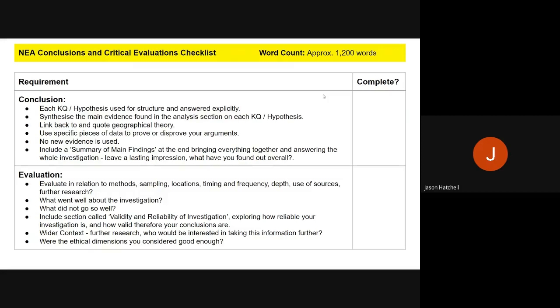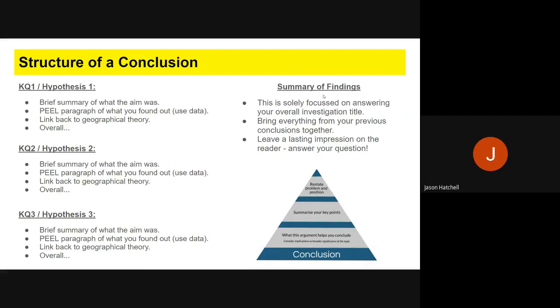So that's just a roundup of the main things that go into a conclusion and an evaluation. So let's go through conclusion in a bit more detail. And what I've put together here for you is just a brief structure as to how your conclusion should look. So as you can see, you've got key question 1 or hypothesis 1, 2, and 3, and then summary of main findings on the right.